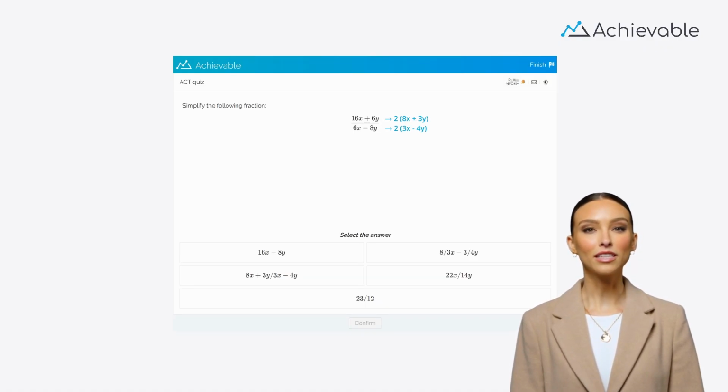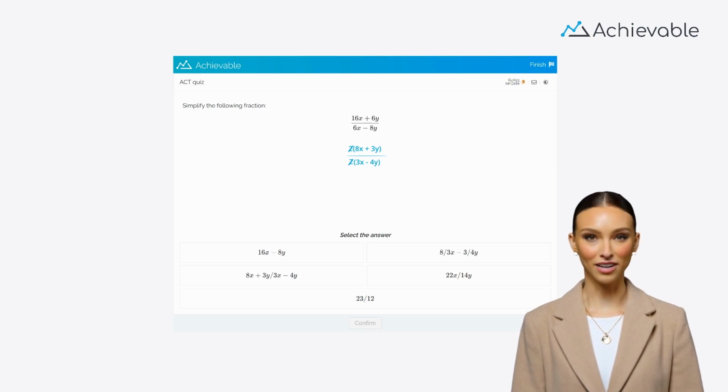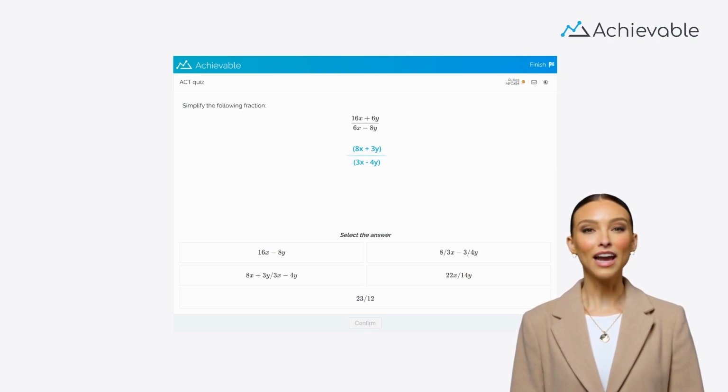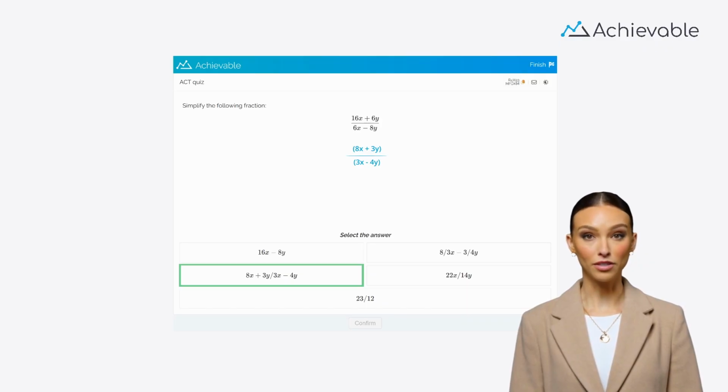Now let's rewrite the entire fraction using these factored forms. 2 times (8x + 3y) over 2 times (3x - 4y). Now we can cancel out the 2 from the top and bottom, because it's a factor of both the numerator and the denominator. What's left is (8x + 3y) over (3x - 4y), and that's our simplified fraction. Let's quickly recap. We factored out common numbers, canceled them, and simplified the fraction into its cleanest form.